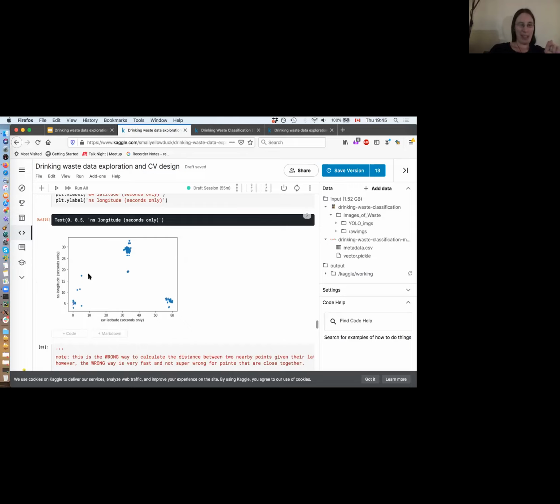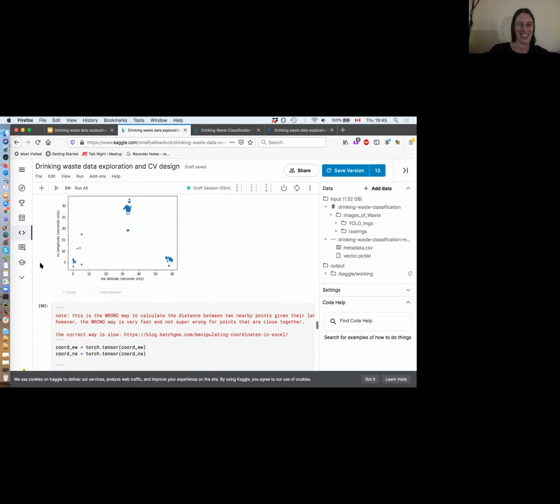But I made this little plot here with the seconds-only part of the latitude and the seconds-only part of the longitude. And guess what? There are three little clumps where this guy was taking pictures. Probably one of these is his dorm room, maybe one is his lab, and the other is the store or something like that. So you get a sense of how much this guy moved around while he was building this data set.